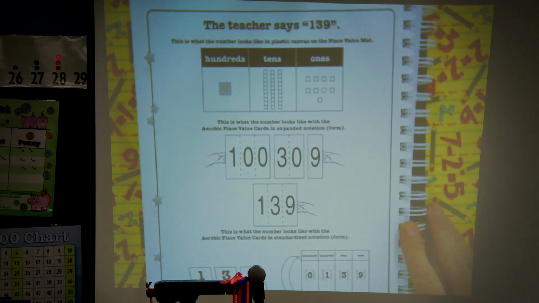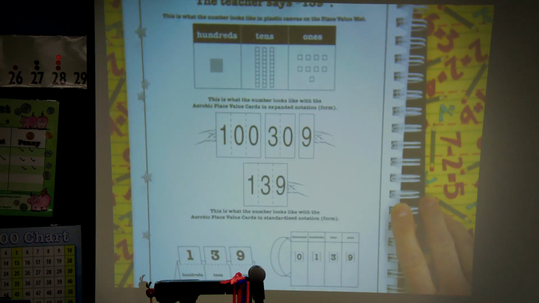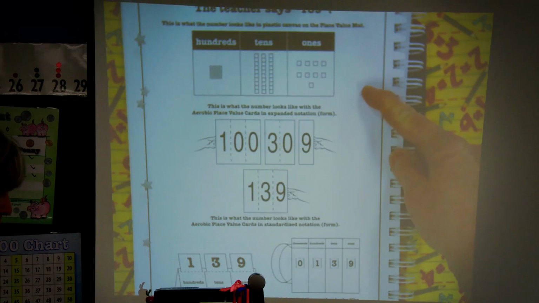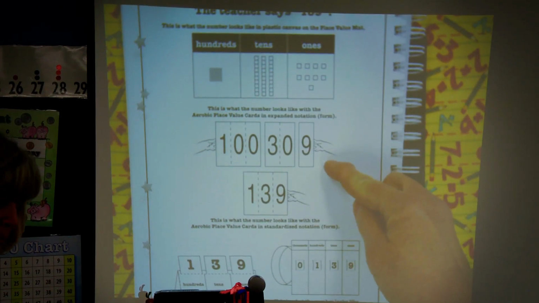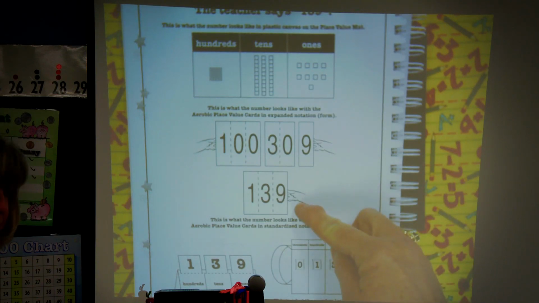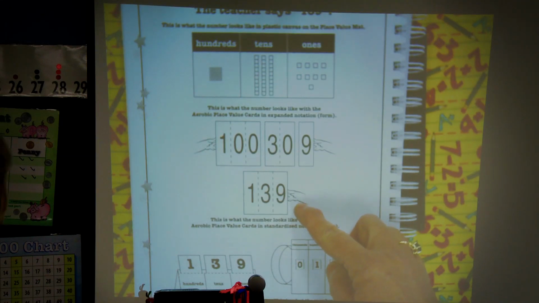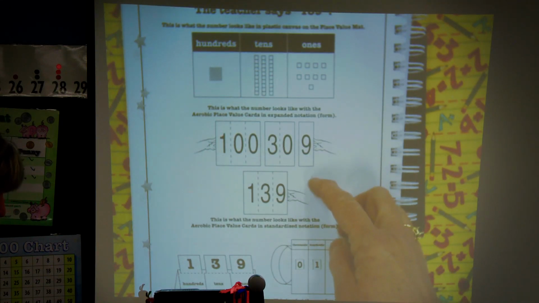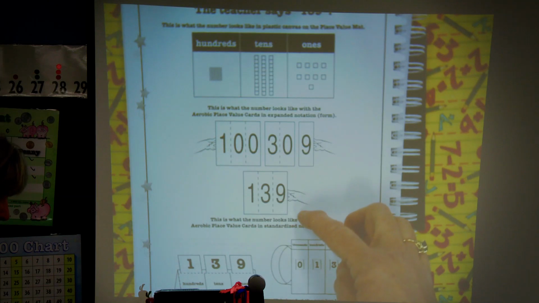In the Place Value with Pizzaz book, the students see the picture, they see the cards that make the abstract meaning, which is the expanded form of the number, they slide the cards together, and they show the standardized form of the number. My problem with that is I only have 3 students participating in this process. I want them all involved.